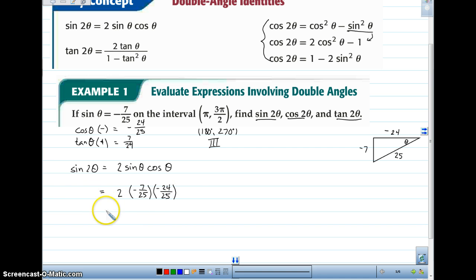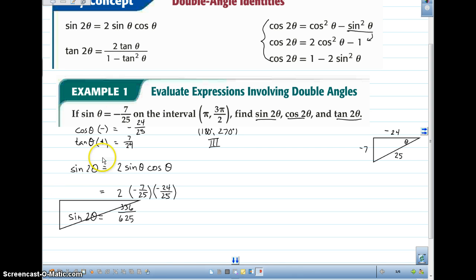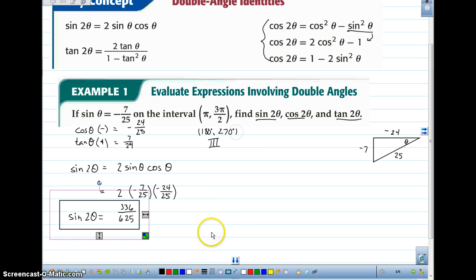Okay. So we just have to do some calculations here. When I typed in my calculator 2 times negative 7 times negative 24, I got 336. And when I typed in 25 times 25, that's 625. And that fraction does not reduce. So we're left with a pretty beast there. Sine of 2 theta is equal to 336 over 625. So that's our first double angle.